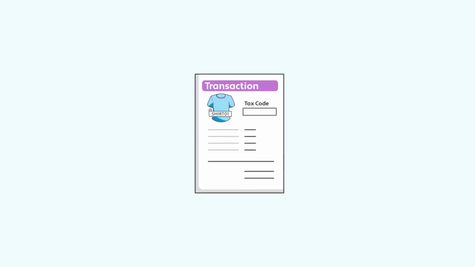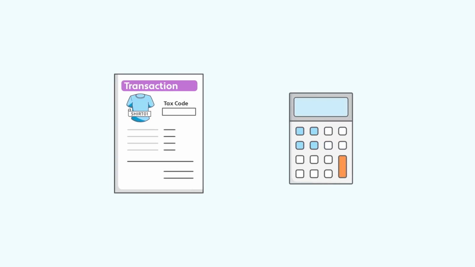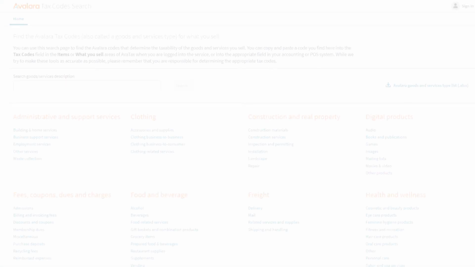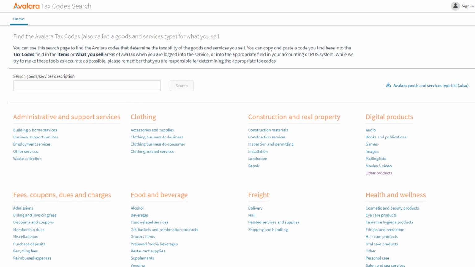When you sell something, we calculate tax for each line item. To calculate the tax accurately, you need to tell us what tax code to apply to the item. Our tax code search tool can suggest tax codes, but it's up to you to select the right one for each product and service you sell.